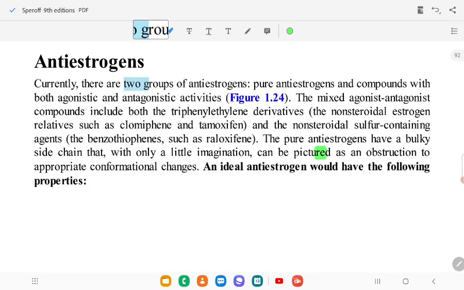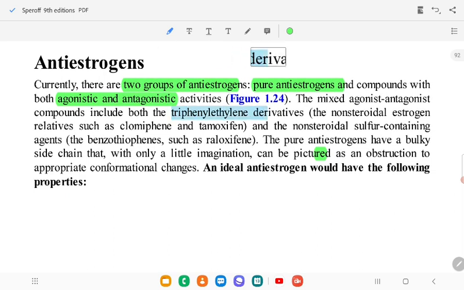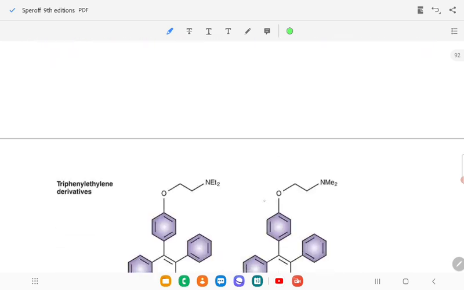Anti-estrogens: currently there are two groups, pure anti-estrogens and compounds with both agonist and antagonist activity. The mixed agonist and antagonist group includes the triphenylethylene derivatives, non-steroidal estrogen relatives such as clomiphene and tamoxifen. Mixed, non-steroidal and sulfur-containing is benzothiophene raloxifene. Non-steroidal means it is not a steroid. The pure anti-estrogens have bulky side chains, following properties.